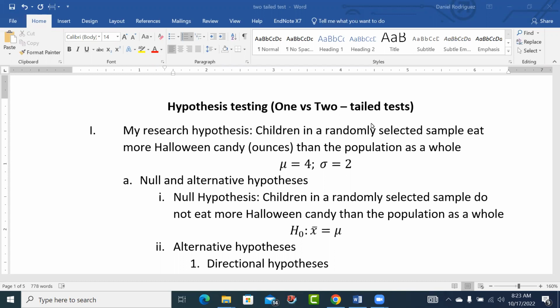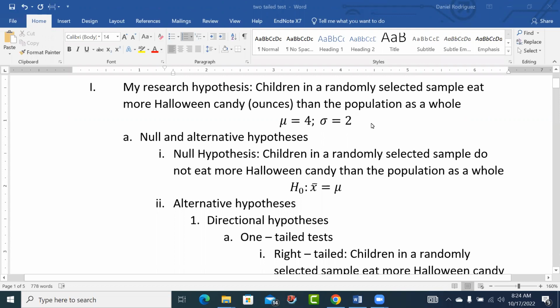Children in a randomly selected sample eat more Halloween candy in ounces than the population as a whole. Here are our null and our alternative hypotheses. So our null hypothesis is that children in a randomly selected sample do not eat more Halloween candy than the population as a whole. So that's just your average null hypothesis. This is the one you want to reject.